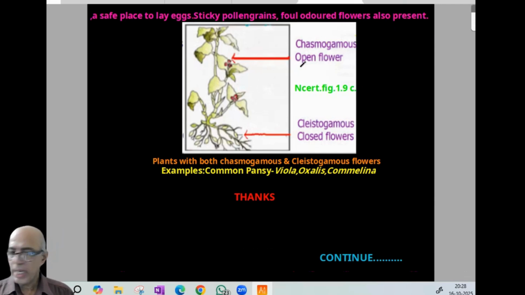Now, this is a famous diagram, again from NCERT, showing plants with both chasmogamous and cleistogamous flowers. Examples are common pansy, Viola, Oxalis, Commelina. That is regarding the pollination part.